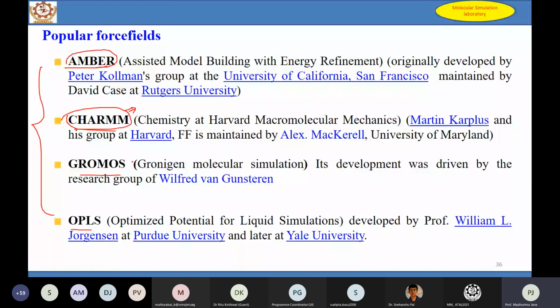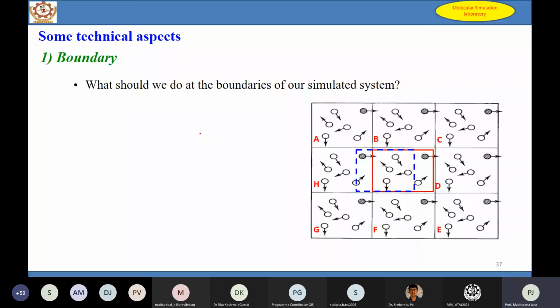Now there are some technical aspects of the simulation. First, very crucial, is the boundary. What should be the boundary for our simulated system? At first we define the simulation cell. Now there is some problem with the simulation cell. Suppose this is my simulation box length, and my atoms are moving inside. These are my atoms here. Some atoms reach and get stuck at the surface.